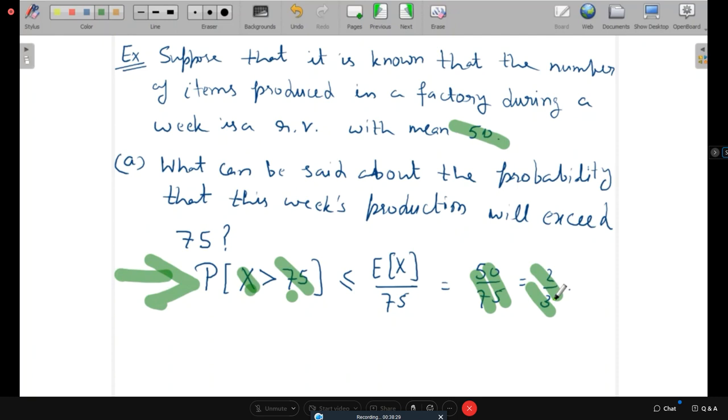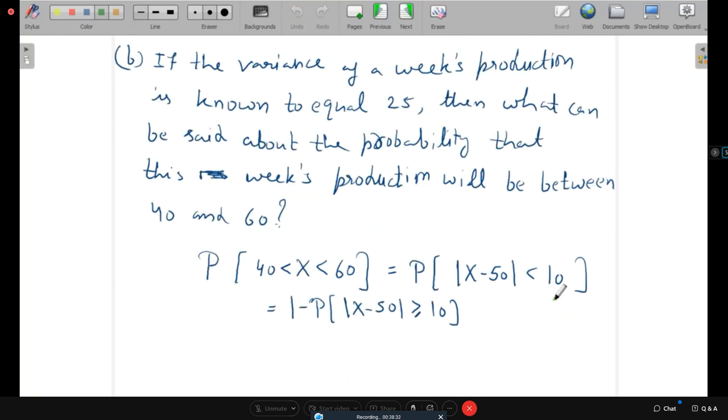Now what is next here is the following. If the variance of a week's production is known to equal 25, so you know sigma x square is 25, then what can be said about the probability that this week's production will be between 40 and 60? When you have X in a range, mostly you are going to apply Chebyshev's inequality, so keep that in mind.